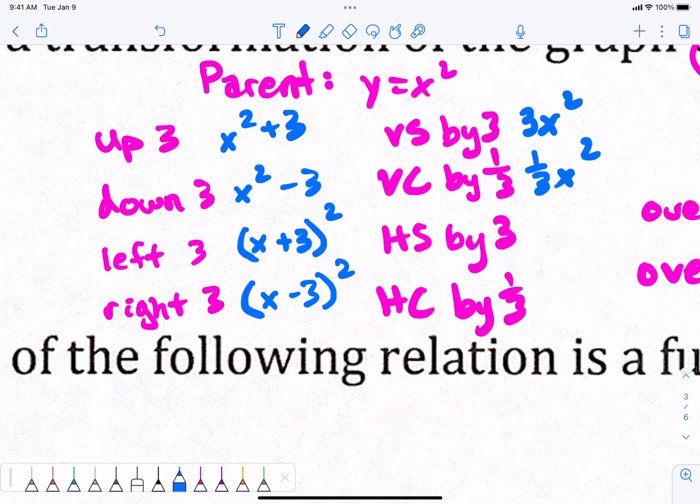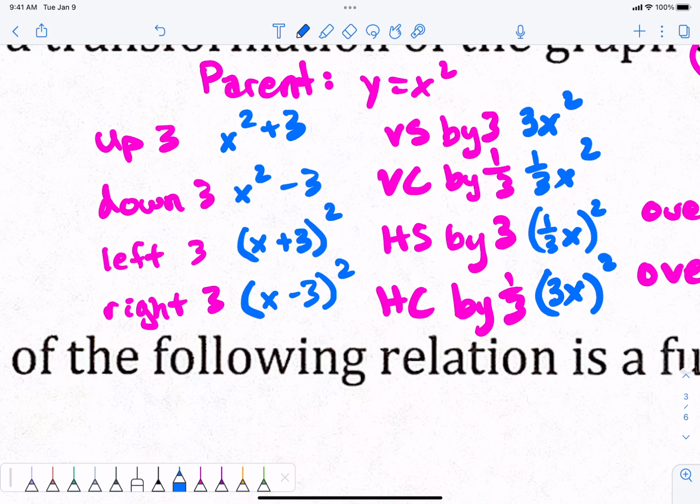Isn't it right by 4? Horizontal stretch by 3 is in parentheses, but it's 1/3. You flip it. 1/3 x squared. What about horizontal compression? Opposite again. That will look like 3x in the parentheses. Ahmed, are you writing this down?